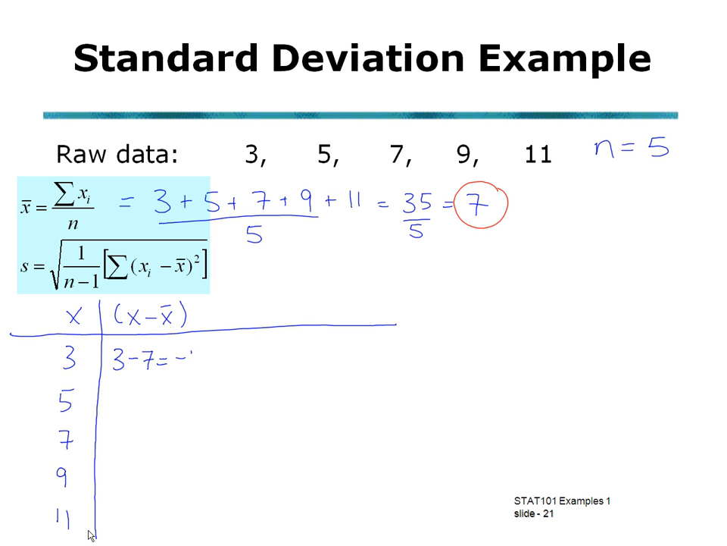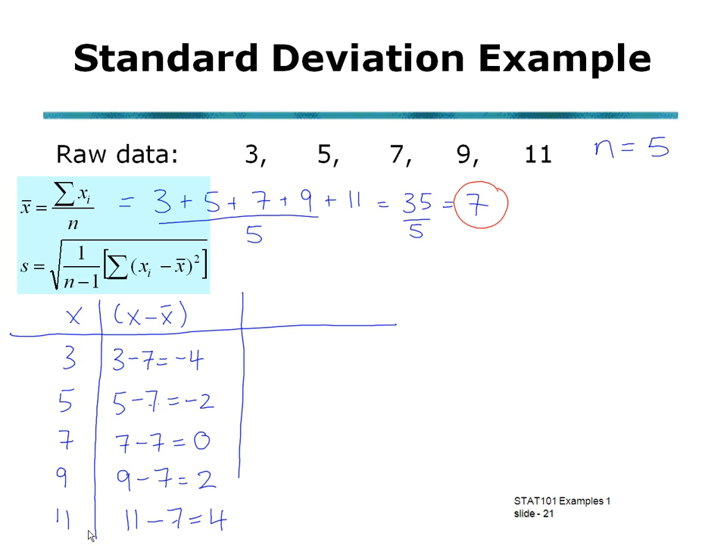So 3 take away 7 will give us a value of negative 4. 5 minus 7, giving us a value of negative 2. 7 take away 7 being 0. 9 take away 7 being 2. And 11 minus 7 being 4. So those are our deviations.